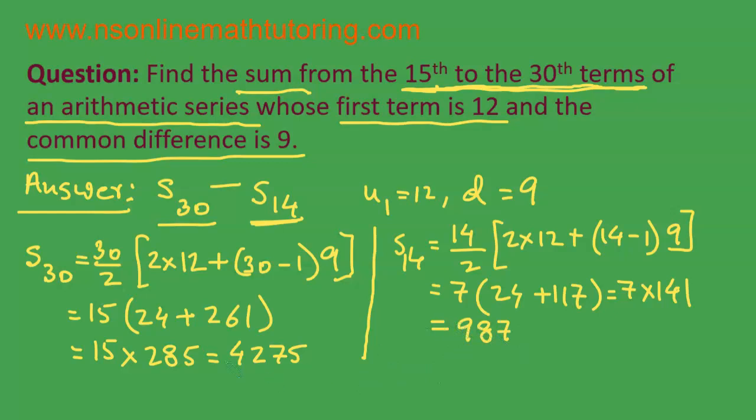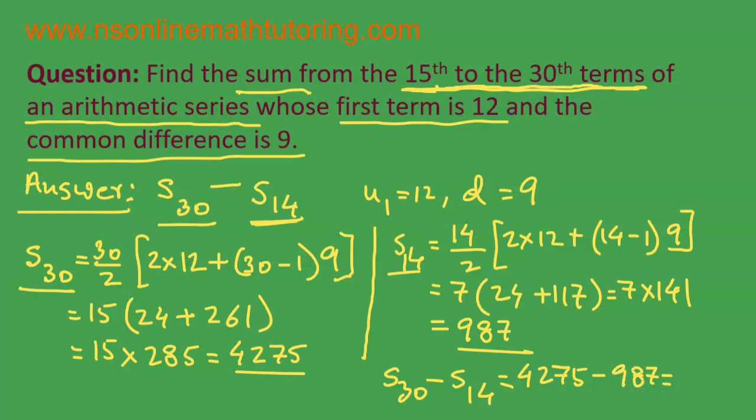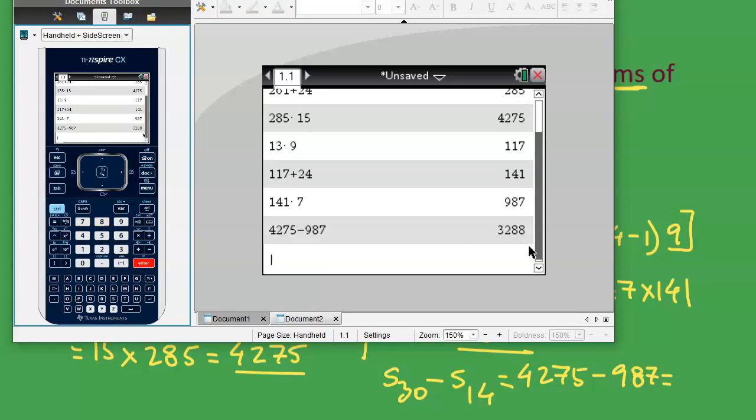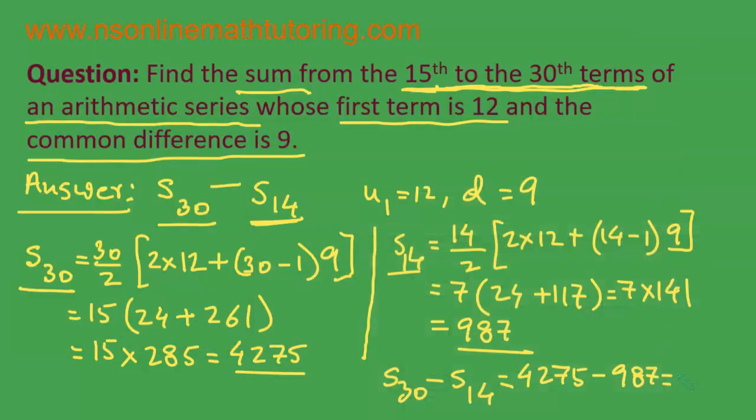So we have found the value of S30. It is 4275. And we have found the value of S14, which is 987. So what is S30 minus S14? It is equal to obviously 4275 minus 987, which is equal to 3288. Okay. So this is our answer for the first question of this session.